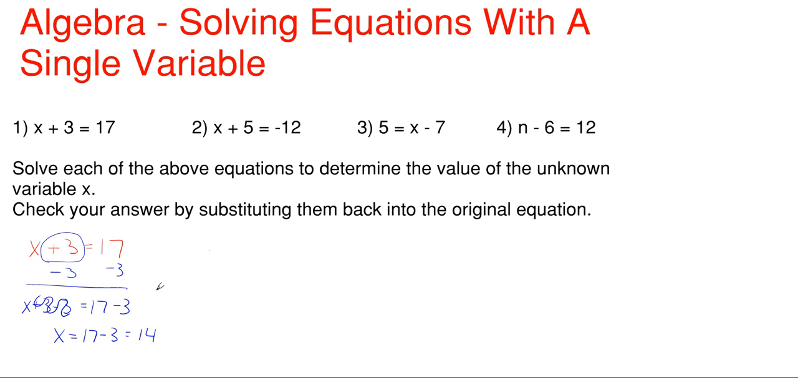So let's double check our answer here to make sure that this 14 is correct. So what we're going to do is plug back in the 14 for x up here because that's what x equals. So we're going to have 14 plus 3 does indeed equal 17. So we know that x equaling 14 is the correct answer for number 1.